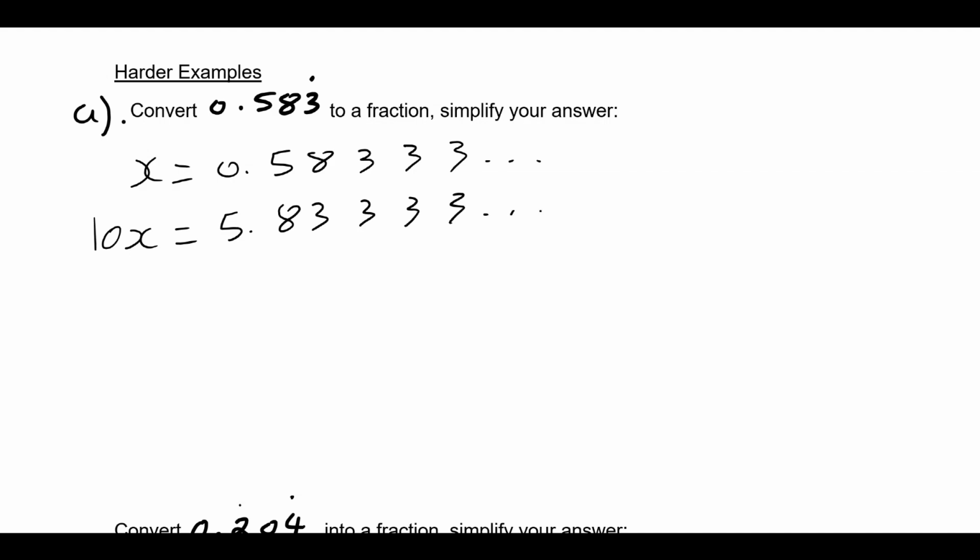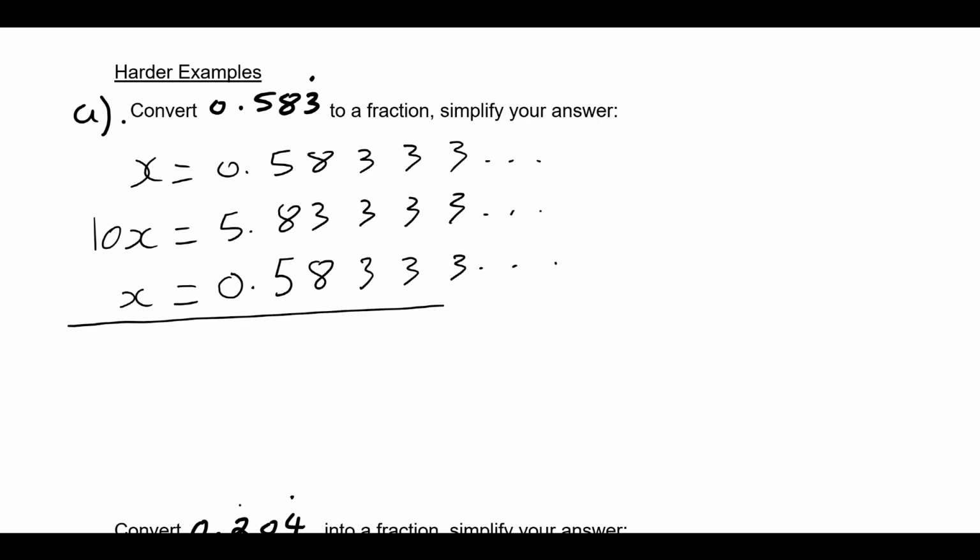5.83333. Underneath 10x, I'm going to write x again, just so I can subtract more easily, making sure that all of the place value digits line up. So I have 0 for x in my units column, so that means I'm going to put 0 under the 5. I have 5 in the tenths, I have 8 in the hundredths, and then I just have 3s in all of the subsequent columns.